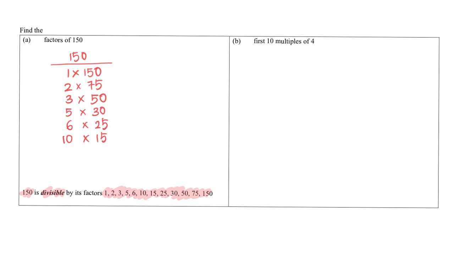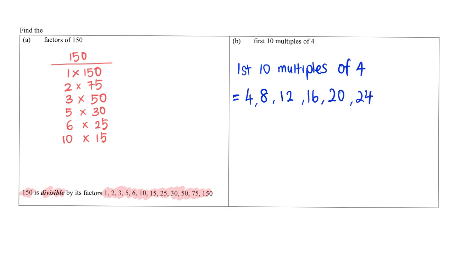As for part B, the first 10 multiples of 4 would then be, first 10 multiples of 4. 4, 8, 12, 16, 20, 24, 28, 32, 36, and 40.